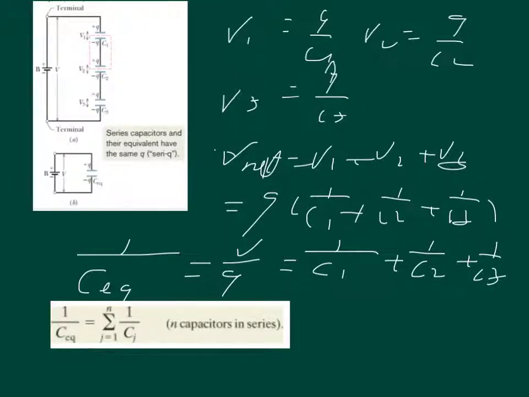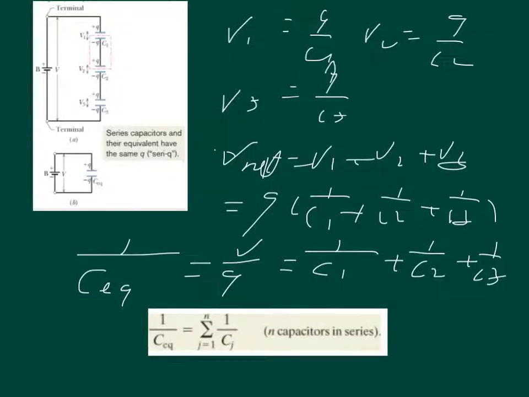So what is the relationship? This is the conclusion. 1 over the total capacitance equals the sum of the inverses of all the series capacitors in the circuit. Alright.